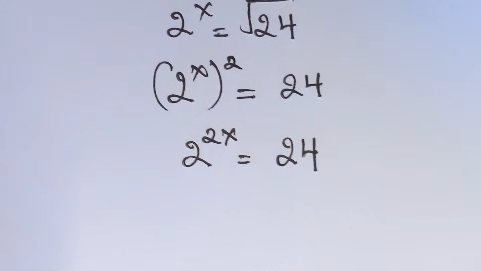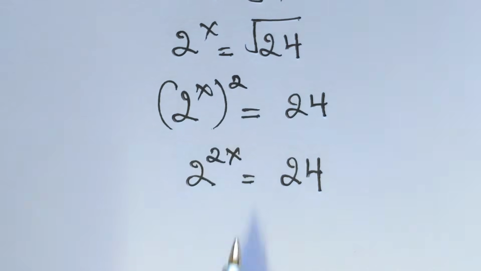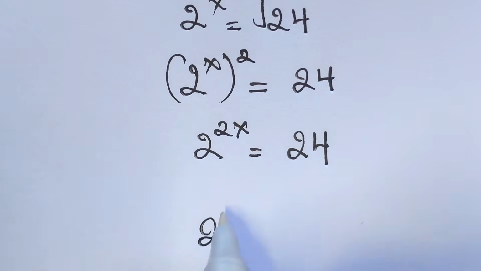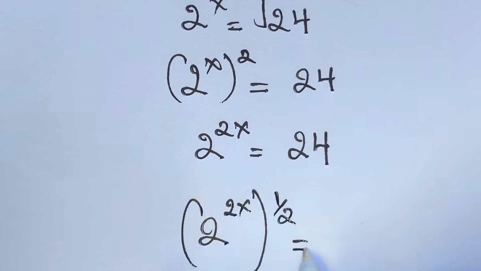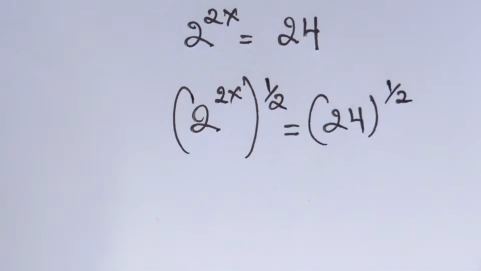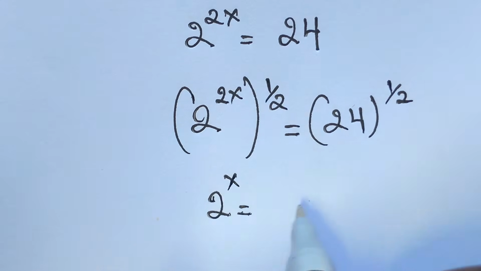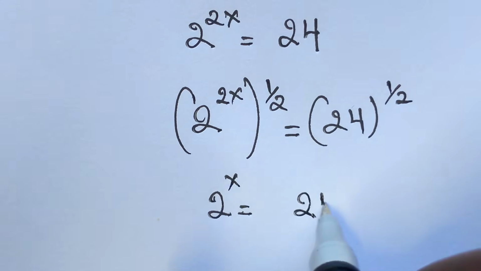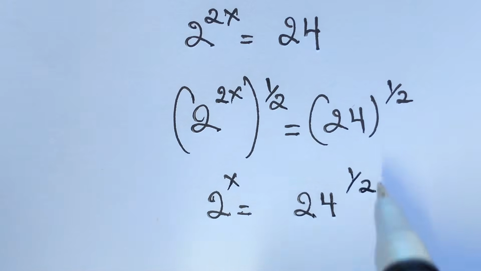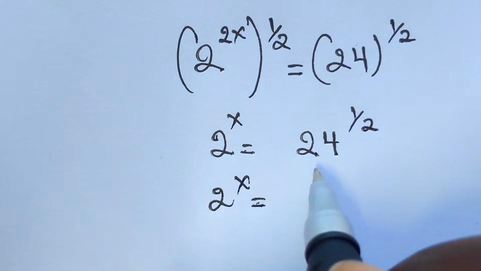From what we have seen above, we have (2 power 2x) power 1 over 2, which is equal to 24 power 1 over 2, and of course here we shall remain with 2 power x, which is equal to 24 power 1 over 2.